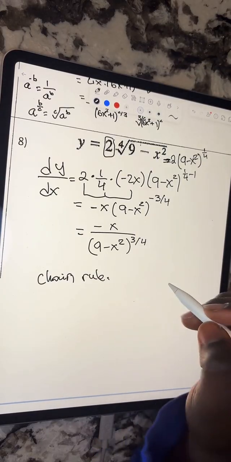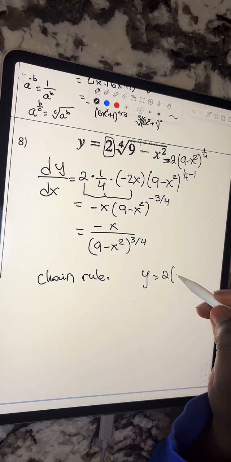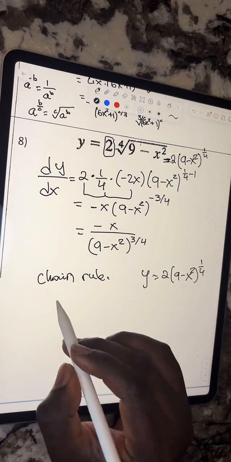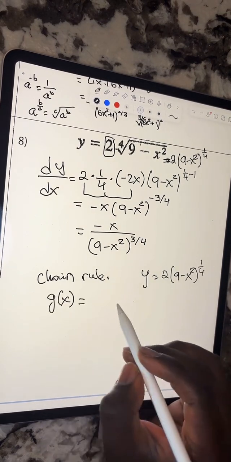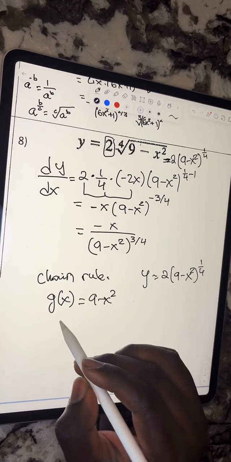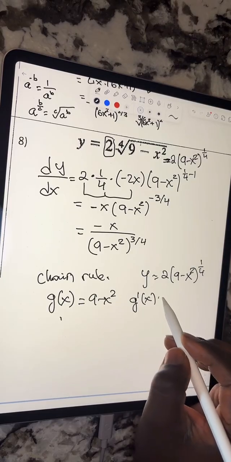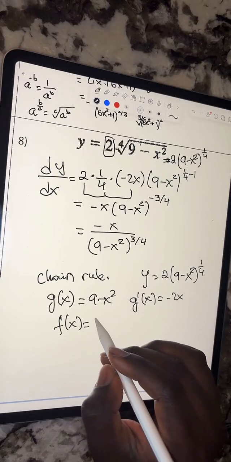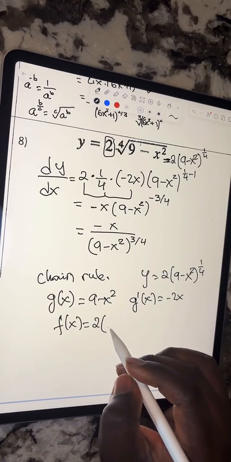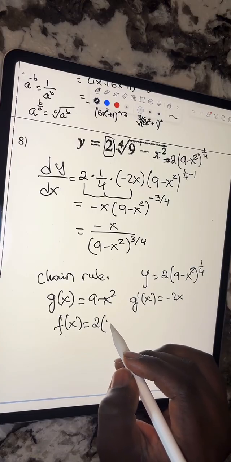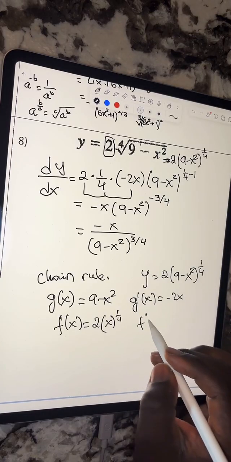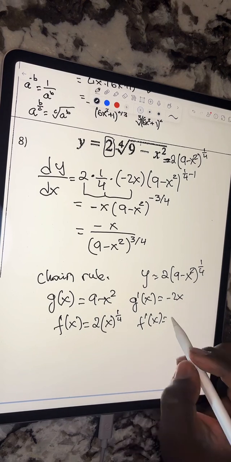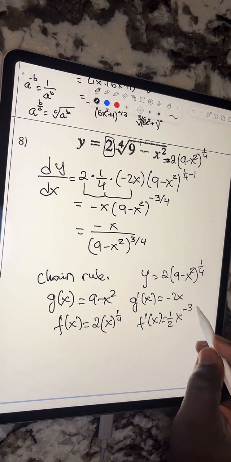we have y equal to 2 times (9 minus x squared) to the power of 1/4. So the inside function is g of x. That would be 9 minus x squared. So that means g prime now is going to be negative 2x. Here my outside function would be 2 times x to the power of 1/4. And then f prime now would be 2 times 1/4, that's 1/2, x to the power negative 3/4.